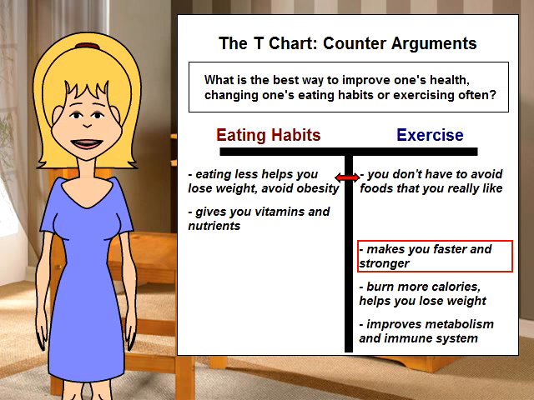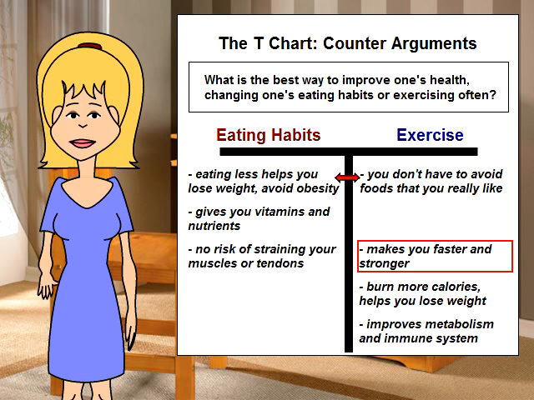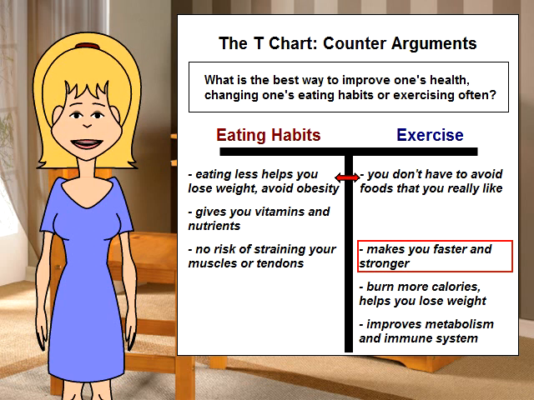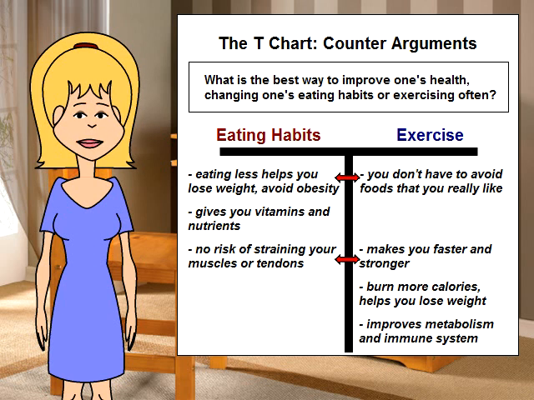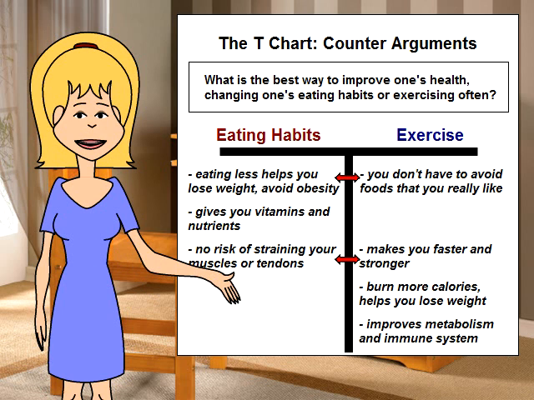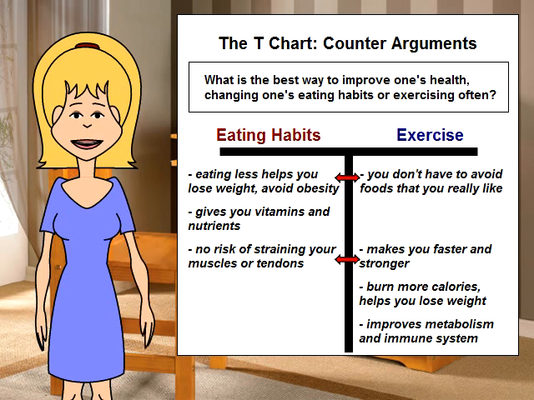Next, when you exercise, you may get stronger. But, you could also seriously injure yourself. With dieting, there is little risk of injuring muscles or tendons. So, that is a counter-argument against the exercising side, which supports eating habits. So, now we have 4 arguments that support exercising, and 3 arguments that support dieting.